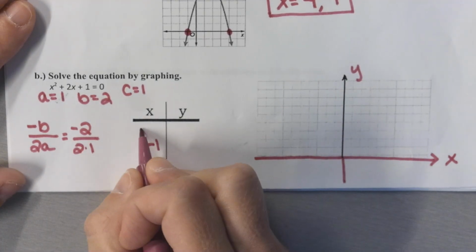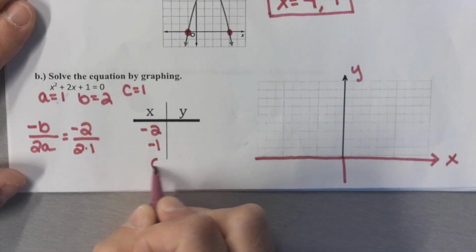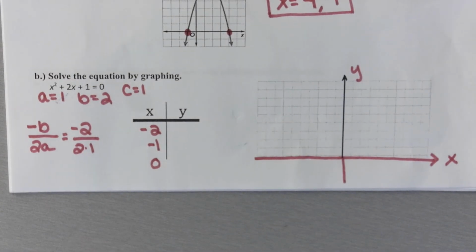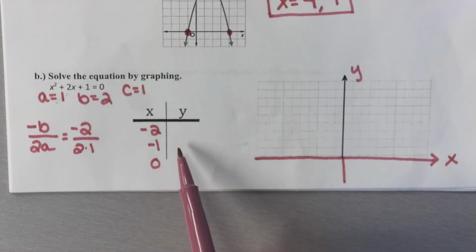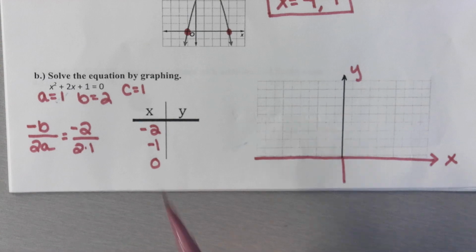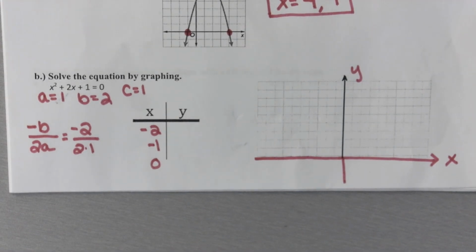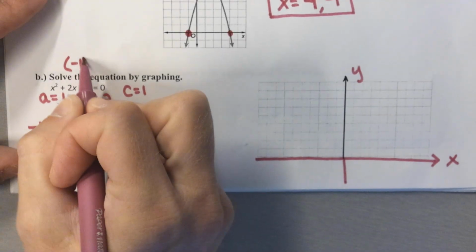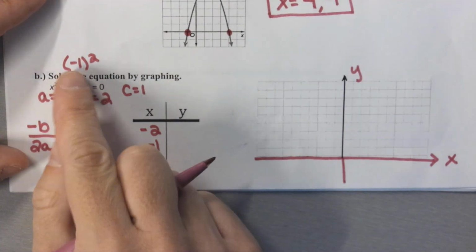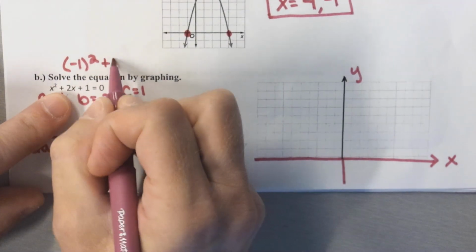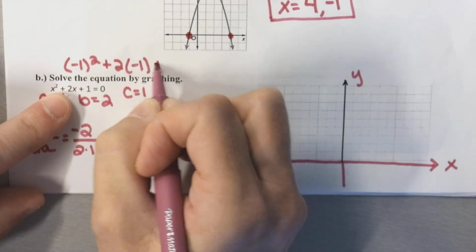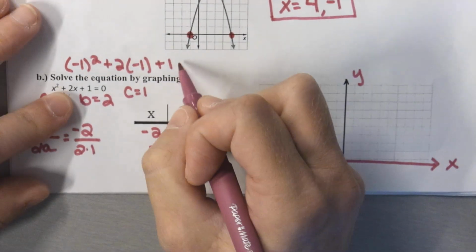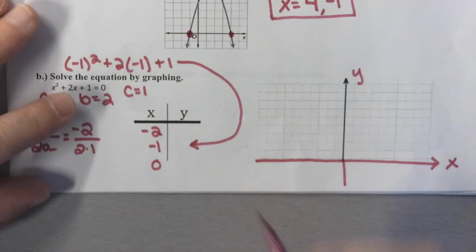I want to find what's on both sides. Remember, we want to look at both sides and see what's going on. So I'm going to figure out 0 and I'm going to figure out negative 2. How do I figure out, let's start with negative 1, how can I figure out the y value that goes with it? Yeah, plug it in. And remember, when we plug it in, a nice little parenthesis house. So I'm going to plug it in like this. I'm going to get negative 1 squared plus 2 times negative 1 plus 1. So this is going to give me my value that goes here.